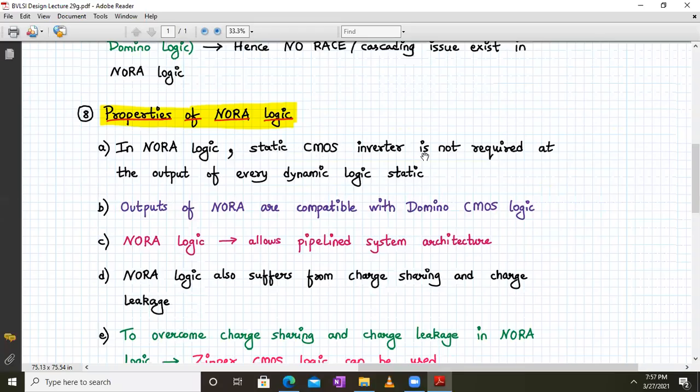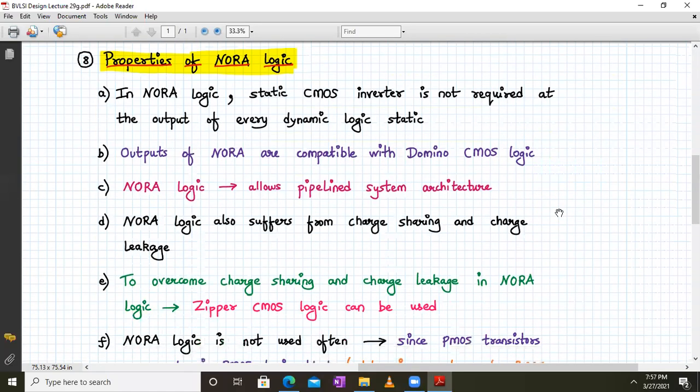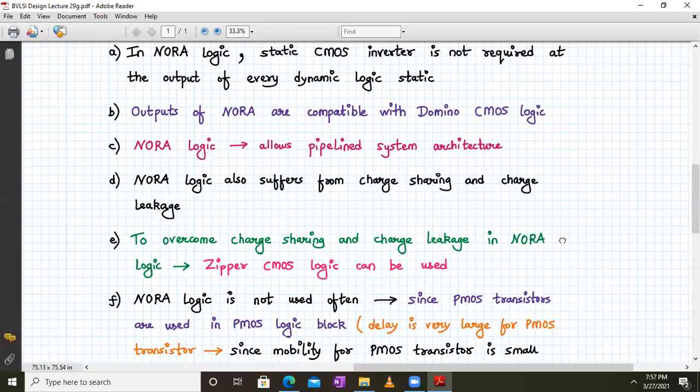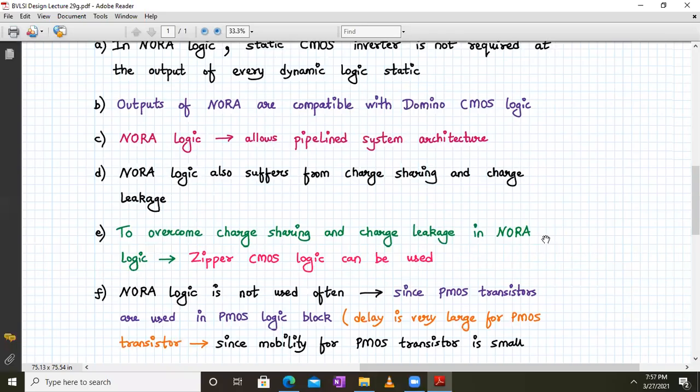In the NORA logic, the static CMOS inverter is not required at the output of every dynamic logic stage. So that's an advantage, a cut down in the number of transistors. Outputs of NORA logic are compatible with the domino CMOS logic. NORA logic will allow pipeline system architecture. That's an advantage. NORA logic also suffers from charge leakage and charge sharing. It is not immune to that.